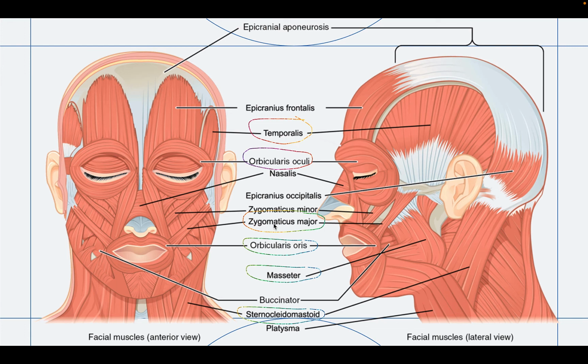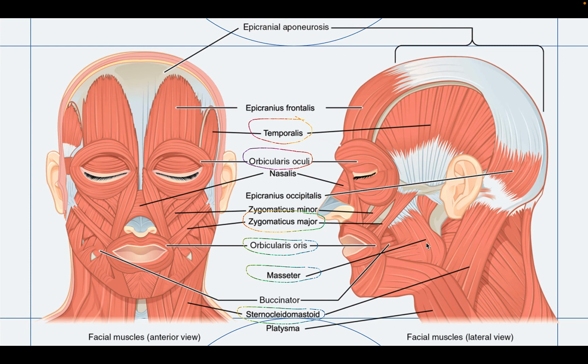Then we have our orbicularis oris. Oris, think of oral, your mouth. All right, so orbicularis, we're orbiting the mouth. So it's this circular muscle around the mouth to help close the lips. Then we have the masseter muscle. Your masseter muscle is going to help close your jaw. So it's very much connected to that mandible of your jaw to help close it. Masseter, mandible, it's going to help close the jaw.